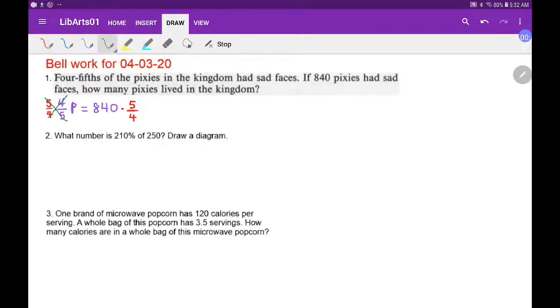So let's see, I guess it's calculator time. I say 840 divided by 4, and that's 210. So 210 times 5, and I get 1050. So pixies equals 1050. And I stop for a minute to see if this makes sense.